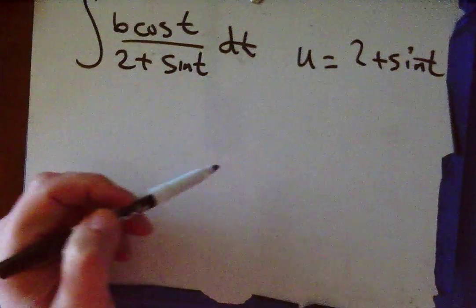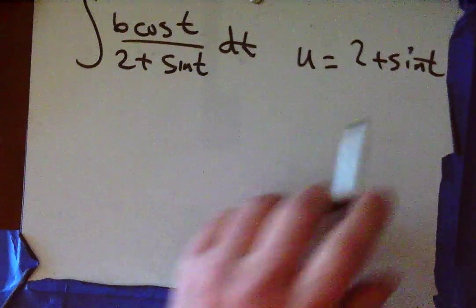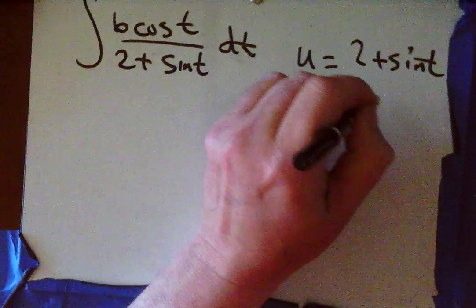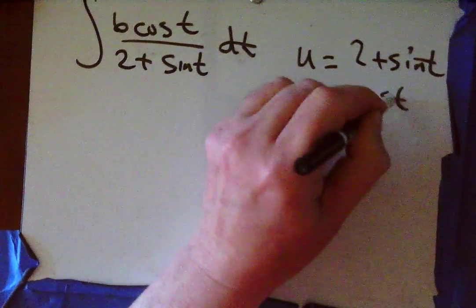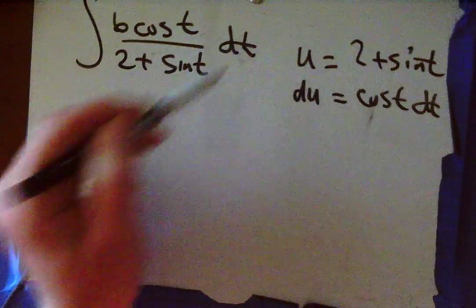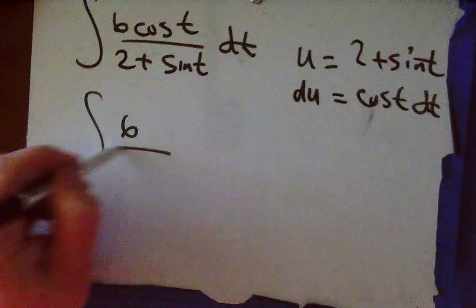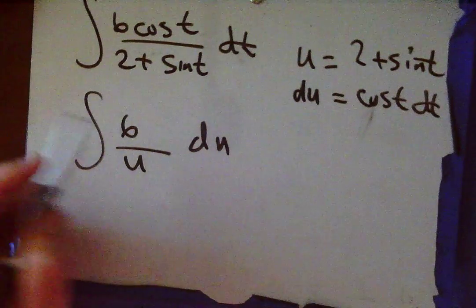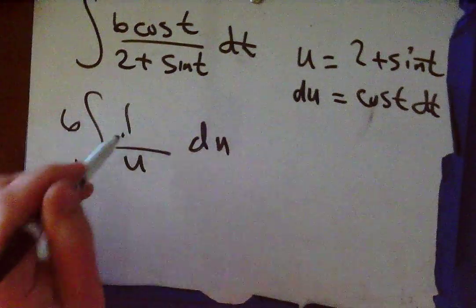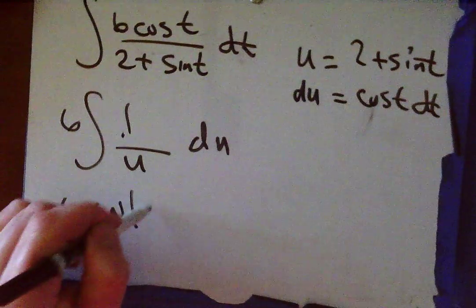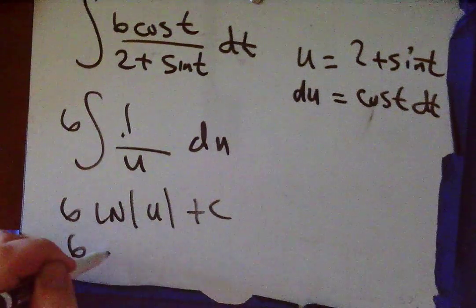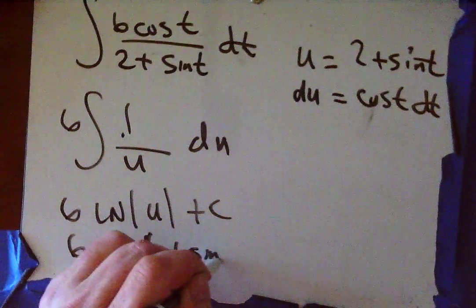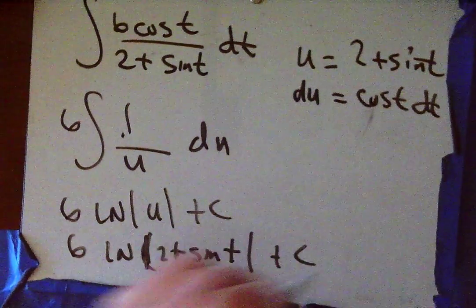Well, it's on the bottom, and I see its derivative is up there on the top, right? Isn't the derivative of sine going to be cosine? So we've got cosine t dt. Here's cosine t dt. So this is going to be 6 over u and du. Very nice. And so I can pull that 6 out, and now I've got 1 over u, and this is 6 ln of u plus c, or 6 ln of 2 plus sine t plus c.